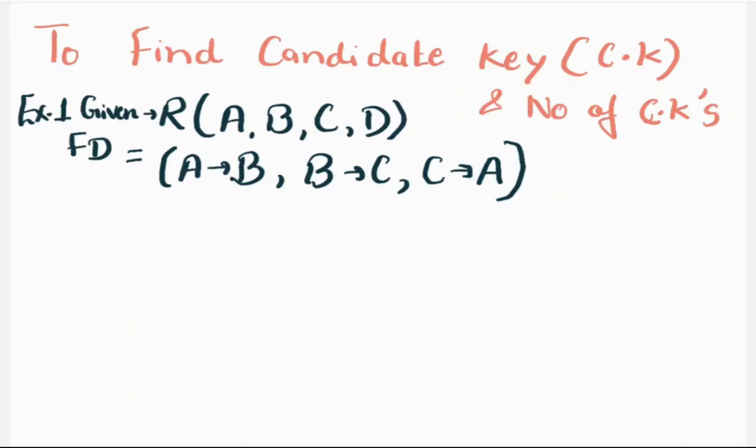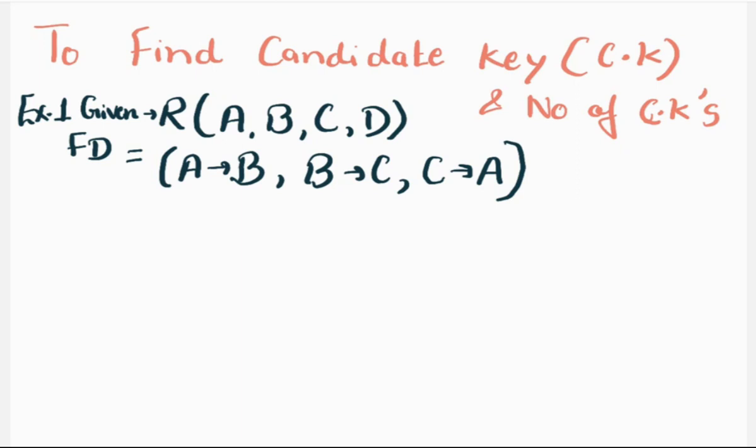Hello everyone. So in this video we'll see how to find the candidate key of any given relation. Relation R is given with the attributes A, B, C, D and the functional dependencies given are A to B, B to C and C to A. So we have to find the candidate key of this given relation.